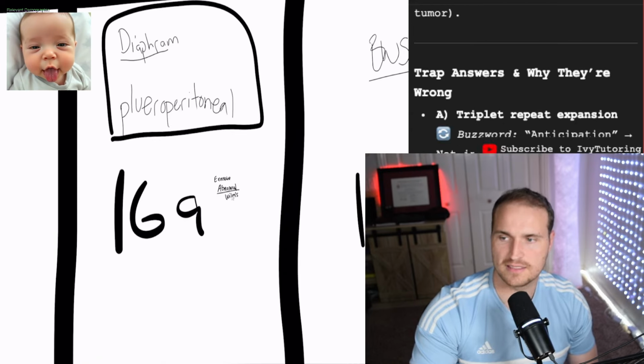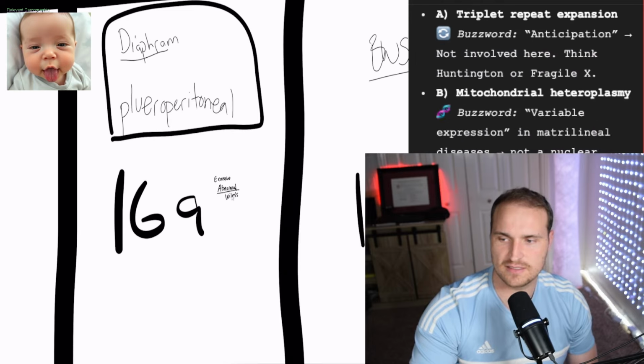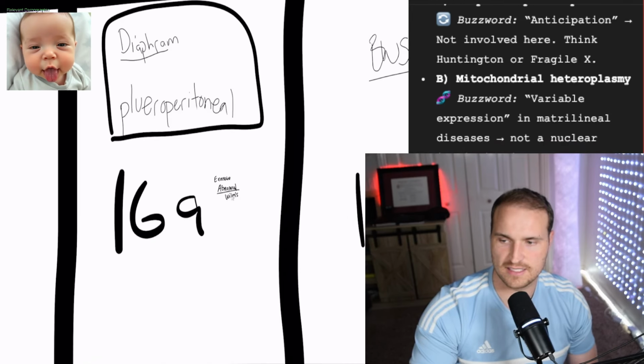All right, so it's not Huntington's or Fragile X. That'd be triplet repeats. Mitochondrial would be heteroplasmy, variable expression. Chromosomal nondisjunction, that's like Down's, and germline mosaicism would be multiple affected siblings but normal parents.